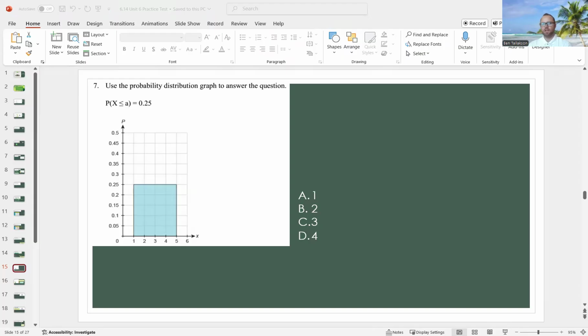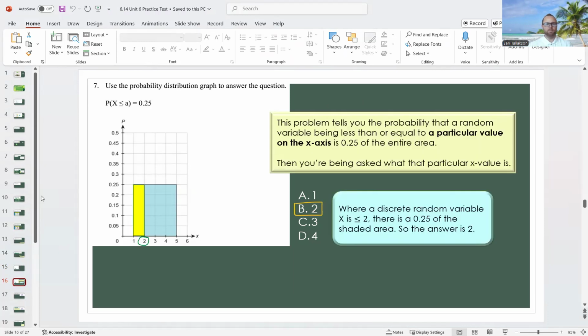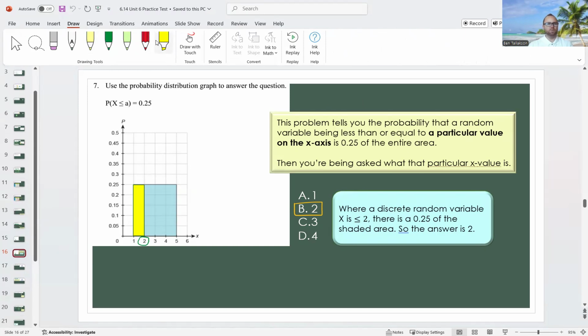Here we go with the second half of the Unit 6 practice test, number 7. Let's see if you got the right answer. Use the probability distribution graph to answer the question. Hopefully you got B. This is a bit of an abstract looking problem.